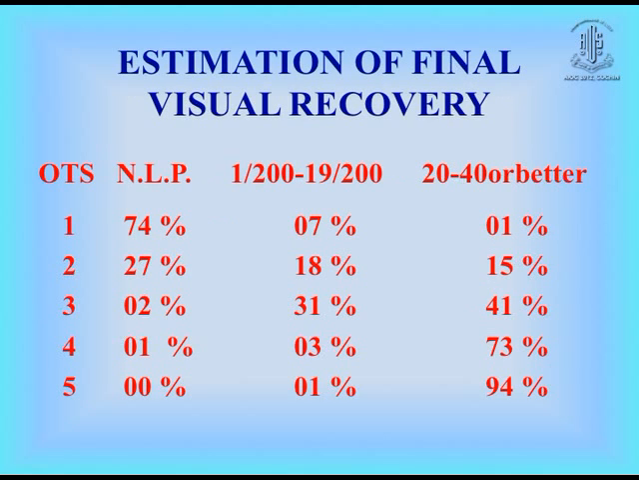Now, briefly, if OTS is grade 1, that means about 74% will become blind. So that's the worst case, if OTS is grade 1. That means about 74% would become almost totally blind, and only 1% would be 6/6 or better. So you see 74%. So that's a very, very poor prognosis. Similarly, there are in-between cases, but we come to OTS 5, that's a very good case where no one would be blind and 94% would recover 6/9 vision or better.